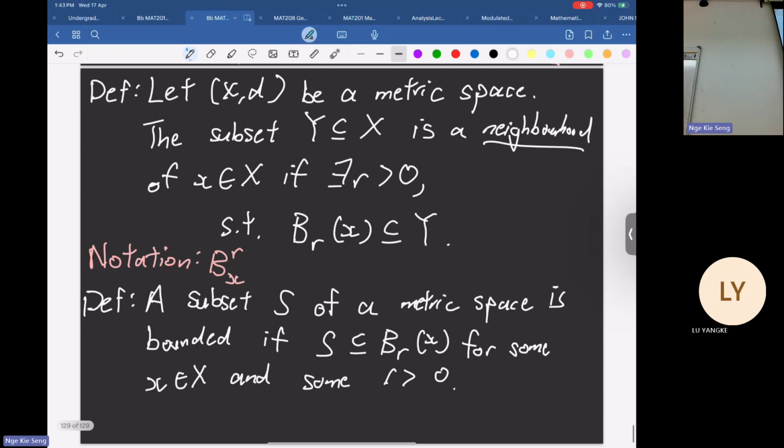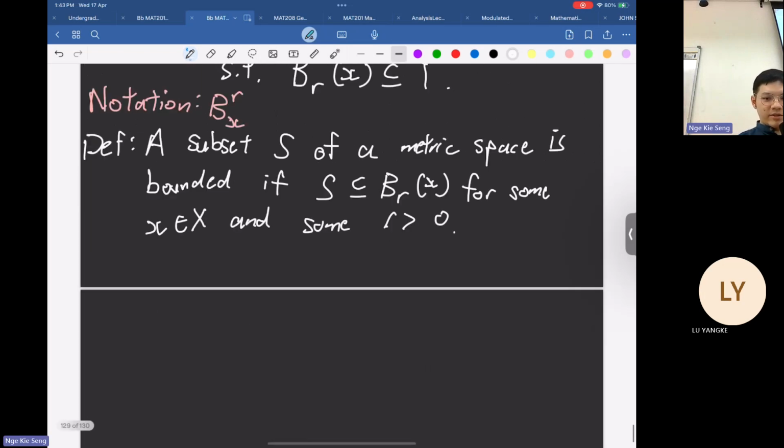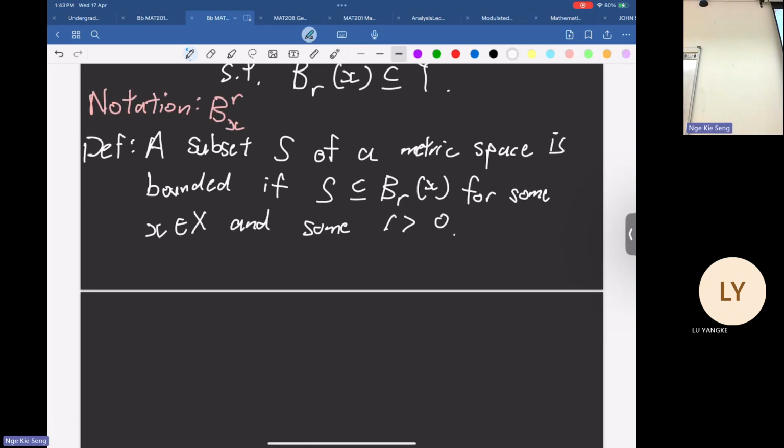If you are unbounded, then there's no house that you can stay in, because you're too tall already. All right. So proposition.